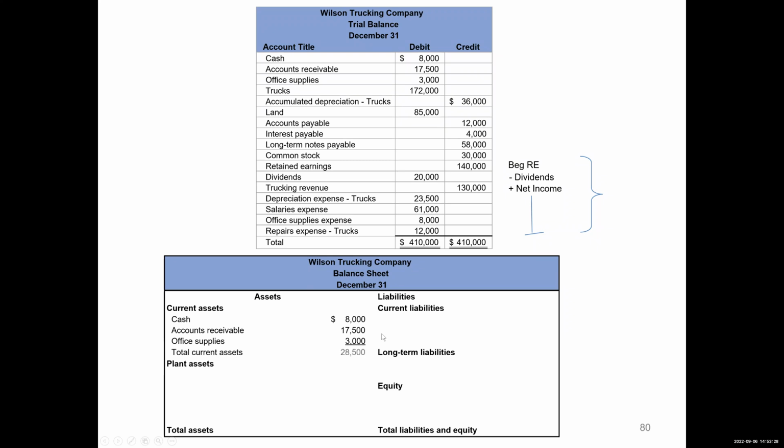So what we're going to do is we should total current assets, add them up, and we get 28,500.